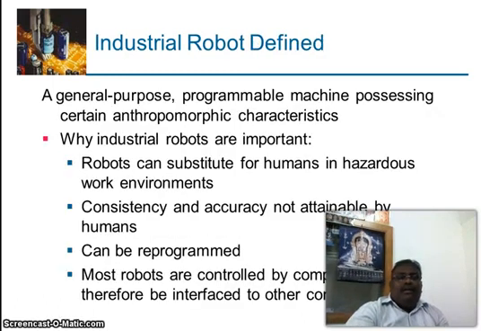An industrial robot, defined generally, is a general purpose programmable machine possessing certain anthropomorphic characteristics. A robot can substitute for humans in hazardous work environments. It provides consistency and accuracy not attained by humans, because manual errors are there compared to a robot. It gives more accuracy than human beings. It can be reprogrammed, which is also one of the other benefits. Most robots are controlled by computers and can therefore be interfaced to other computer systems.